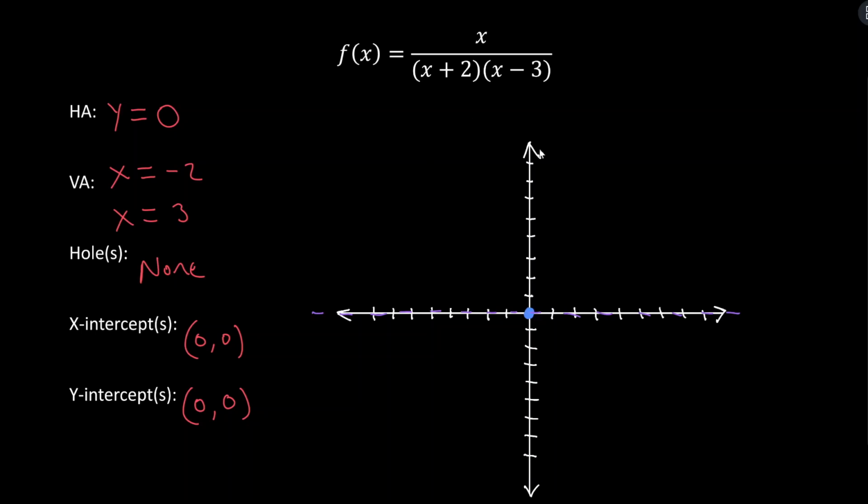And then we have 2 vertical asymptotes, one at -2. So I'm going to go ahead and do a dotted line going down here at x equals -2. This is a vertical line. This is a vertical asymptote. And then one at 3 as well. So I'm going to go ahead and do a dotted line going down here where x equals 3.